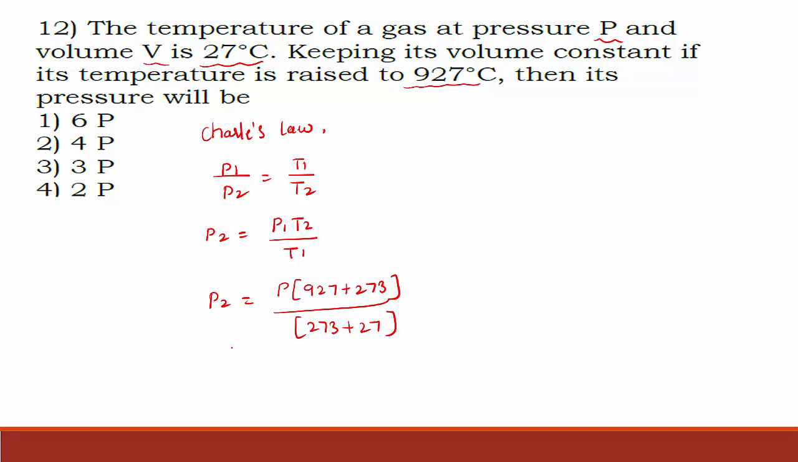So after calculating all the values, we get P2 equal to P times 4. That means P2 equal to 4 times P. So its pressure will be 4 times its initial pressure. So option 2 is right.